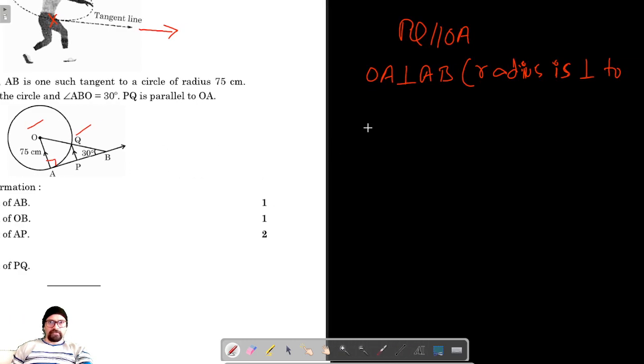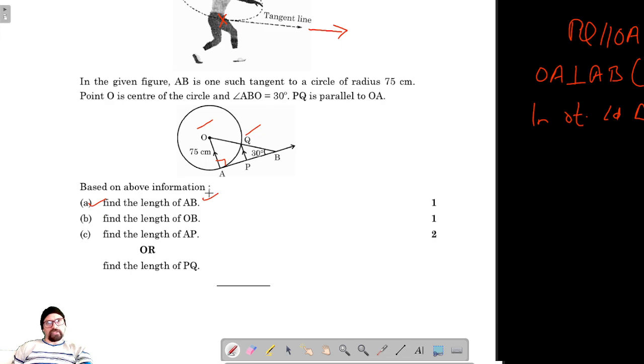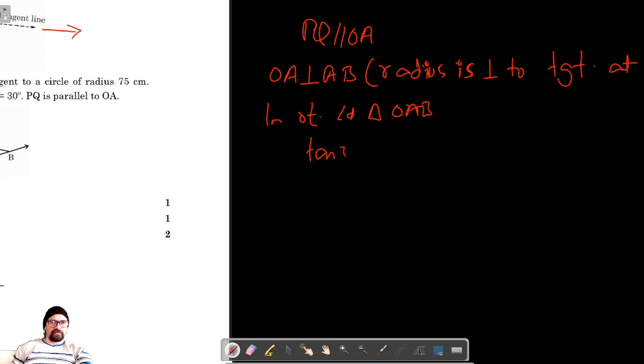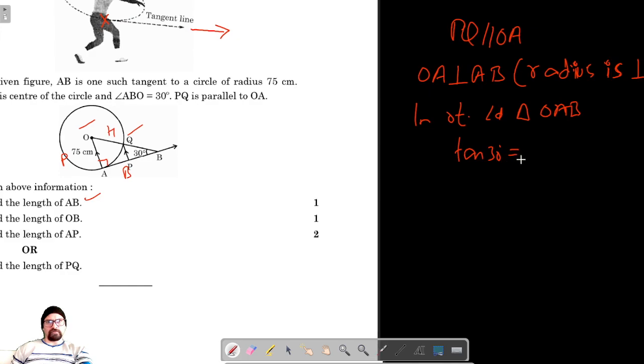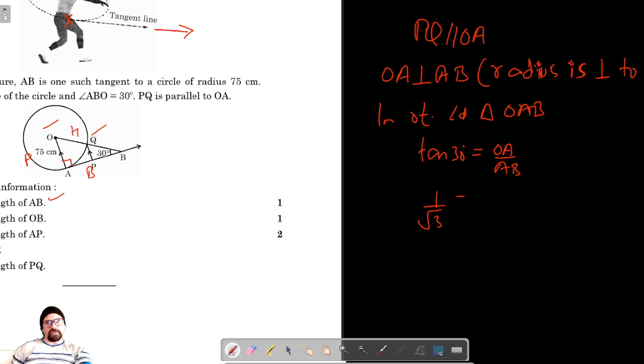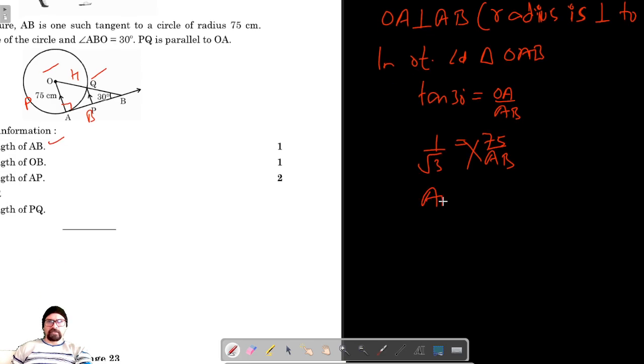Now this is a right angle triangle. In right angle triangle OAB, we have to find the length of AB. OB is the hypotenuse, for 30 degrees this is perpendicular and this is base. We have to find AB and we know OA, so we are going to use the tan 30 ratio. Tan 30 is equal to OA by AB. Tan 30 is 1 by root 3, and OA is 75. So AB is equal to 75 into root 3.